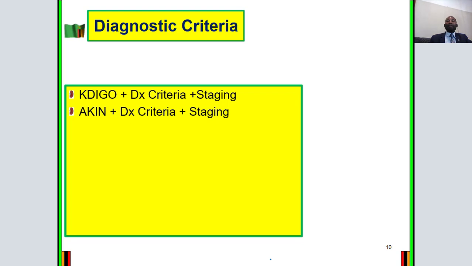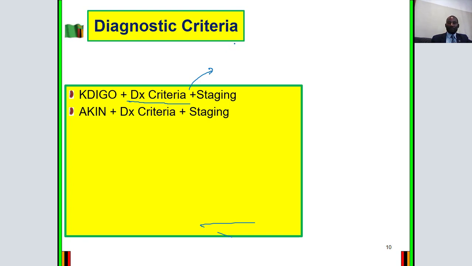So now let me discuss in terms of the diagnostic criteria. So I'll begin with diagnostic criteria, then later I'll be explaining the staging for each. So concentrate, that's very important for part of the examination as well. So this is Kidney Disease Improving Global Outcomes. So what's the diagnostic criteria for AKI using KDIGO? Okay, very important.